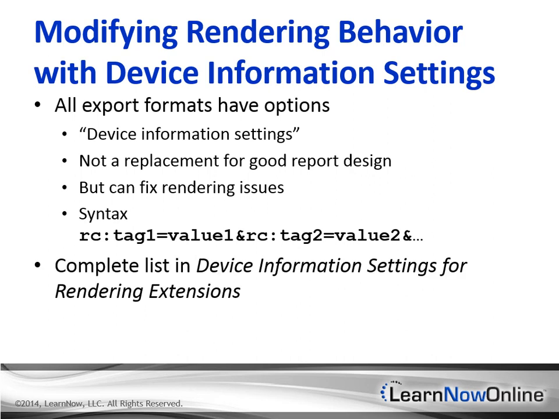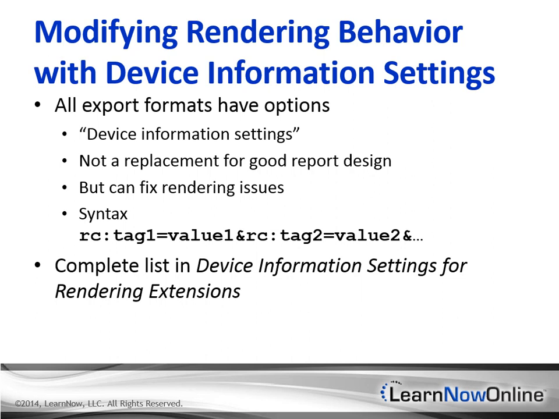Now I'm not going to go into detail about all of the many options available. There are several different rendering formats, and some of them in fact have many different options. But you can find the complete list of the device information settings for each of the rendered formats by searching Books Online for the topic called Device Information Settings for Rendering Extensions. That topic has links to detailed device information settings for all of the rendering formats supported by Reporting Services, plus a couple other more esoteric devices.